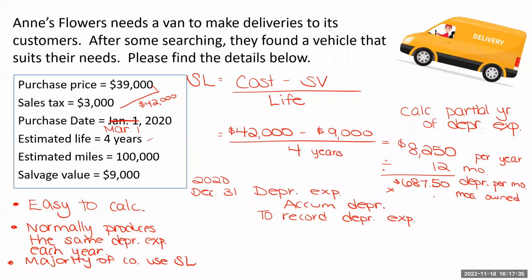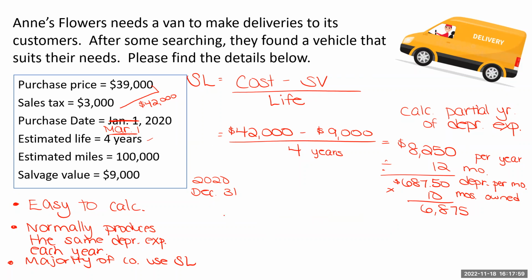Then multiply it by how many months we owned the asset in the year. So I guess that's 10 months, right? If we bought it on March 1st, all of March, April, May, yada, yada. So that would be your depreciation expense for 2020. Same accounts, right? 6,875, 6,875. Now let's say we record it next year for 2021.